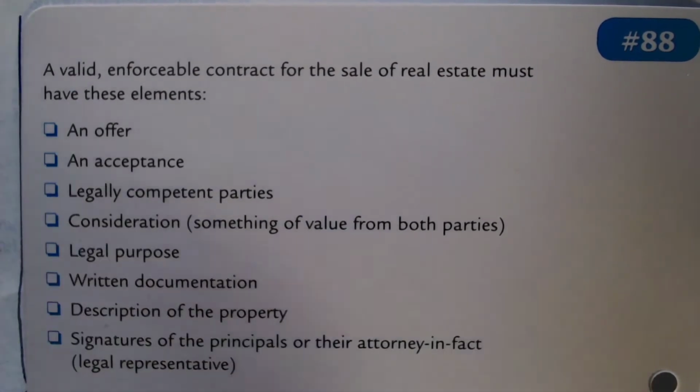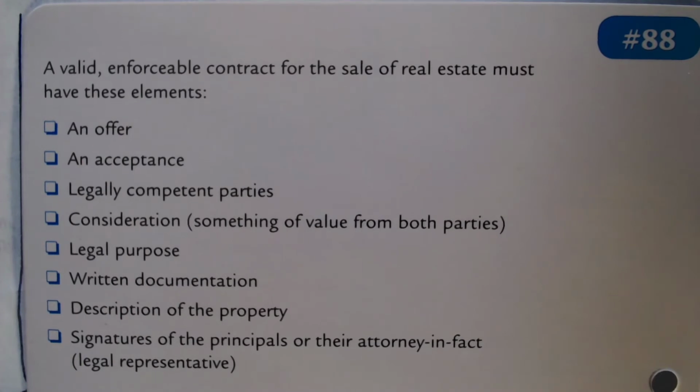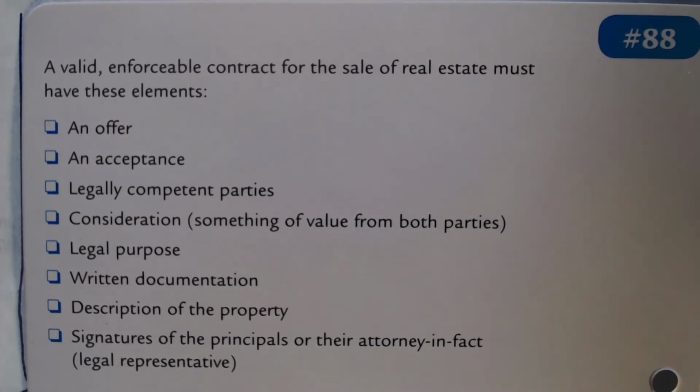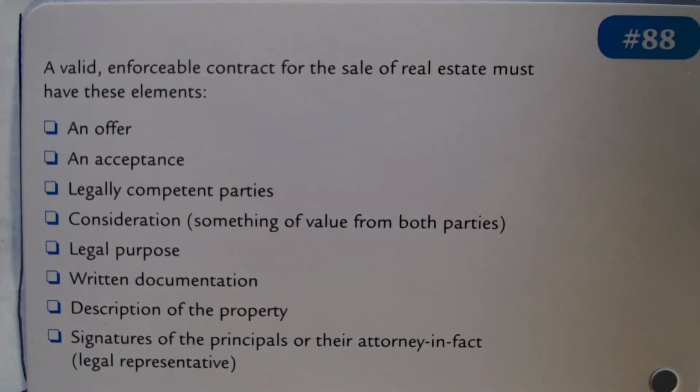A valid enforceable contract for the sale of real estate must have these elements. It must have an offer. There must be an acceptance. There must be legal competent parties. There must be consideration. There must be legal purpose.